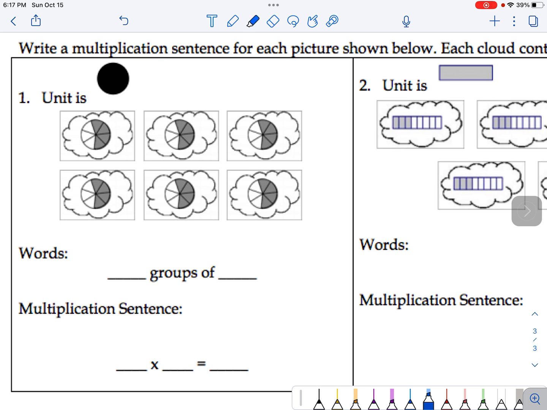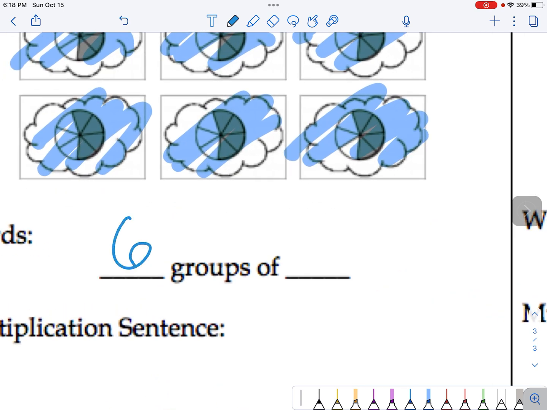So something I noticed is that there's 1, 2, 3, 4, 5, 6 repeats. That is the 6 groups. So I'm going to put a 6 first.